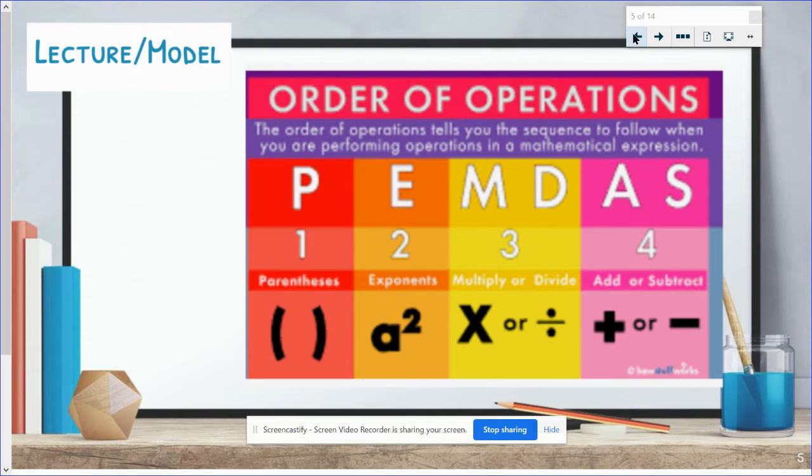All right, so when we evaluate numerical expressions, you guys may remember that we are going to be using the order of operations. In other words, PEMDAS. We want to do our parentheses, then our exponents, then multiplying and dividing, and then adding and subtracting.